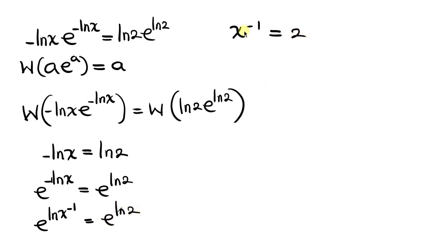Now notice that this is an inverse function, which can be written as 1 all over x equal to 2. Now to get the value of x, we take the inverse of both sides. So the inverse of 1 over x is x, equal to, the inverse of 2 is 1 all over 2. And this is our final answer.